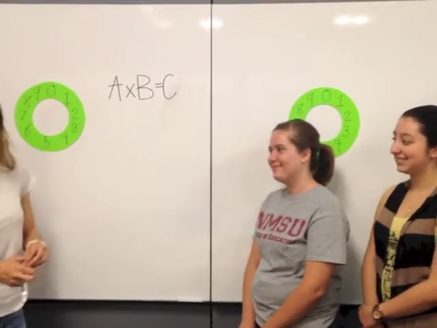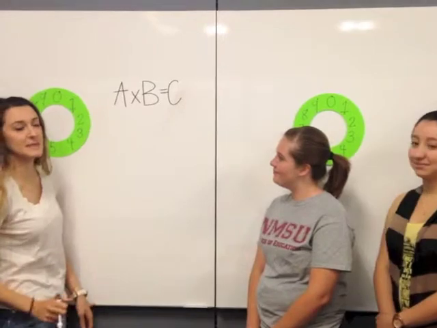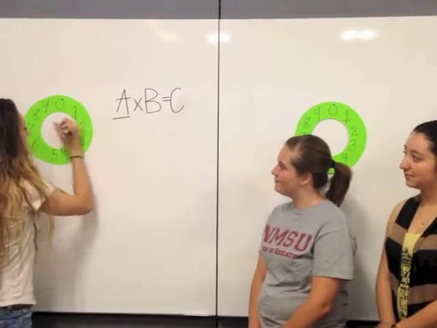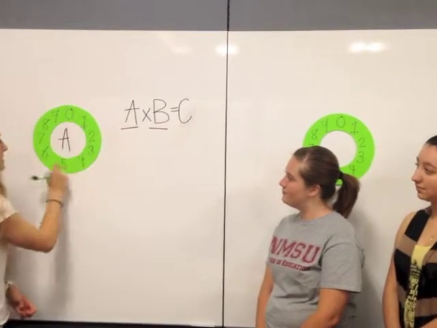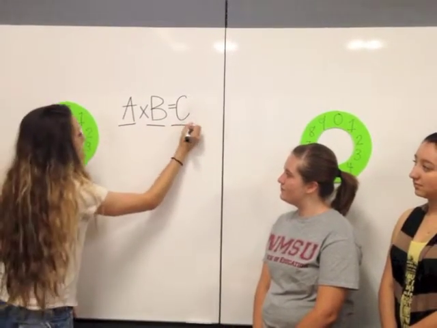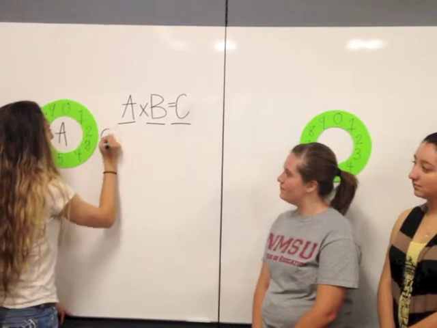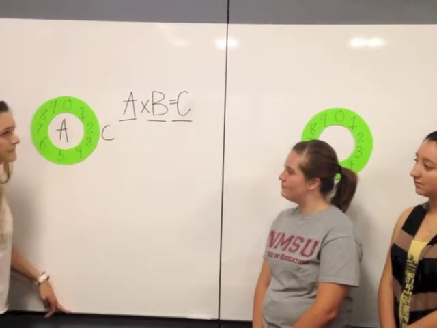So now we're going to start playing our game, and we wrote this equation to help us explain our game. For A, that's going to be the number inside our donut. B is going to be these numbers on our green donut, and C are going to be the answers that go outside of our donut.